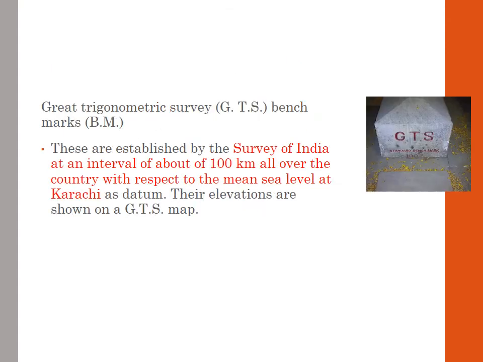We have different types of benchmarks available, and the first one is Great Trigonometric Survey benchmarks. It is established by the Survey of India. At every 100 kilometers we can find one GTS benchmark. Like this stone shown on your right hand side, there will be a stone marked with GTS letters, and the elevation will be given. Those reduced levels are measured with reference to mean sea level at Karachi. That MSL at Karachi is the datum for all GTS benchmarks.